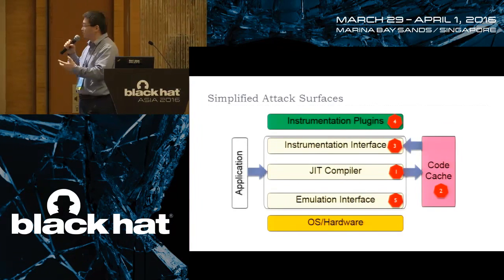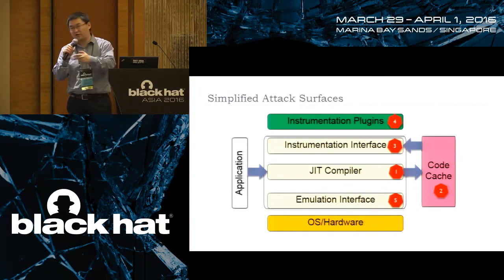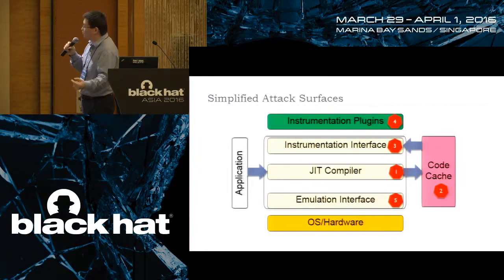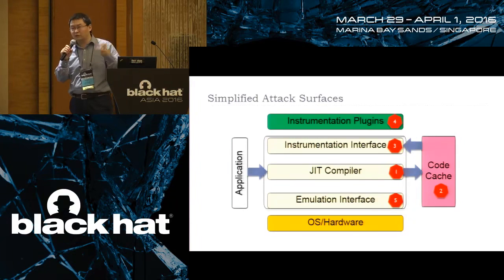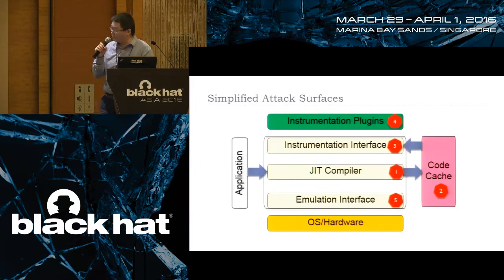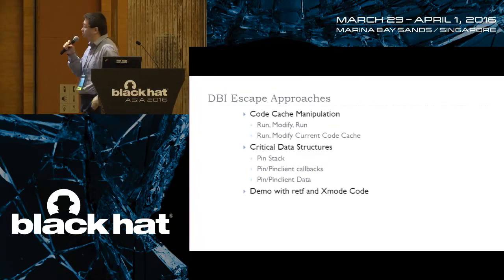For example, the first one: if the compiler has a bug that allows you to transfer some special code into the code cache, of course you take over, then you can do the escape. Or you can attack the code cache to make sure it runs code controlled by yourself. So you can do the escape. And also you can compromise the instrumentation interface, and of course, even the emulation interface. So today we just list a couple of approaches we did.